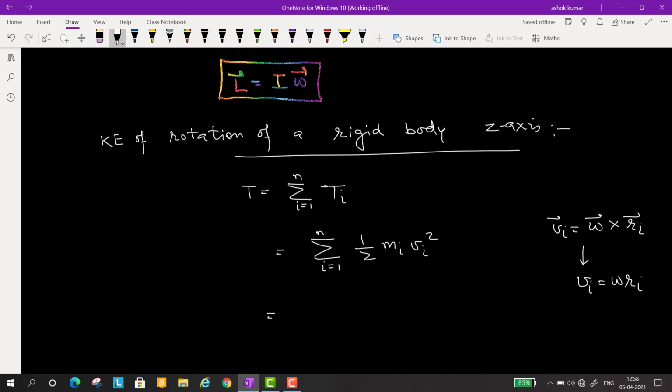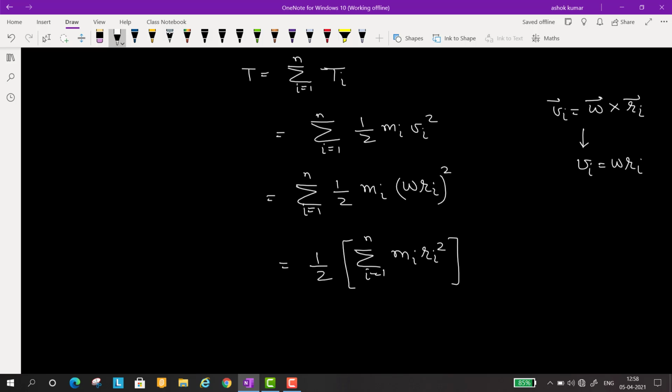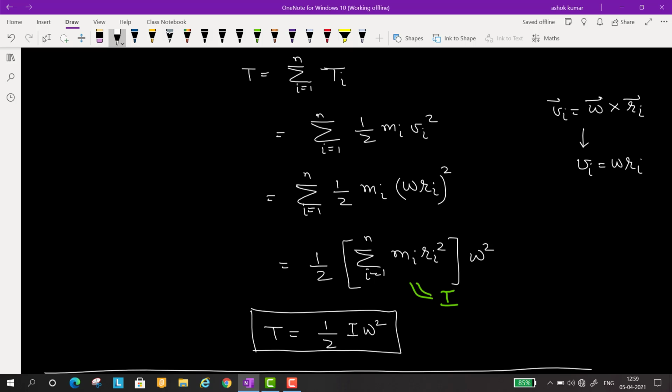So if we substitute here, half mi omega ri square. So it can be written as half, taking omega square out of the summation sign, summation of mi ri square. As this is again the moment of inertia, total kinetic energy will come out to be half I omega square, and again this is the same expression you have studied in lower classes.